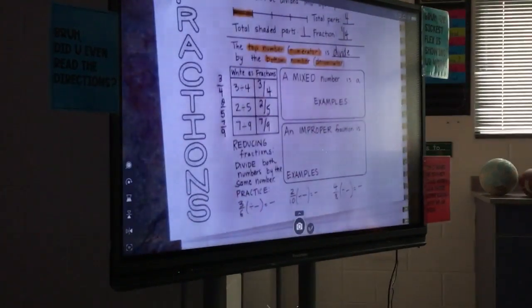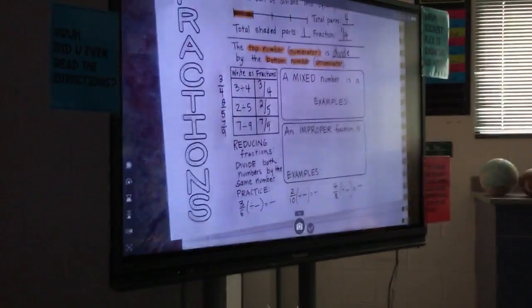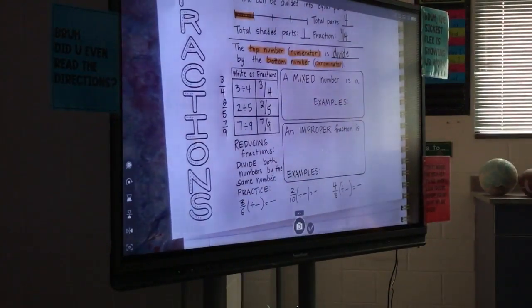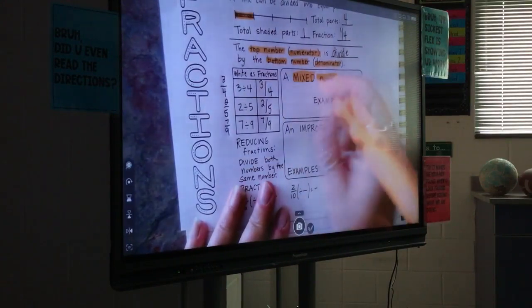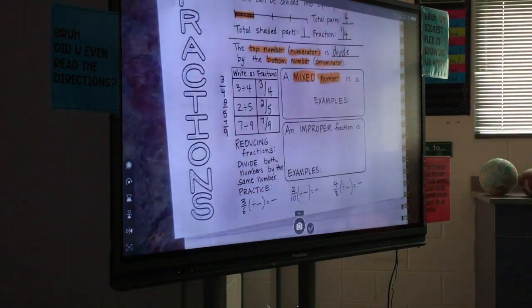All right, a mixed number. And we're gonna go in depth a little bit more with mixed numbers. But a mixed number is what? What is a mixed number?